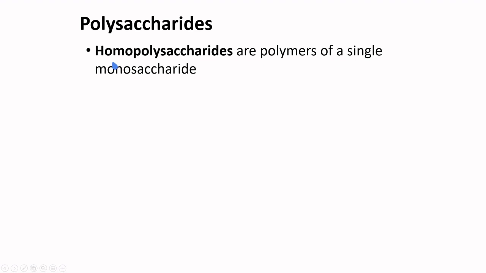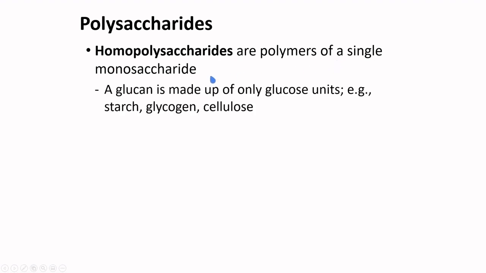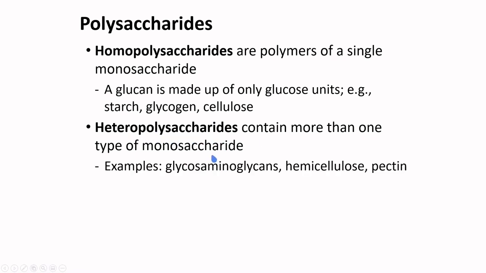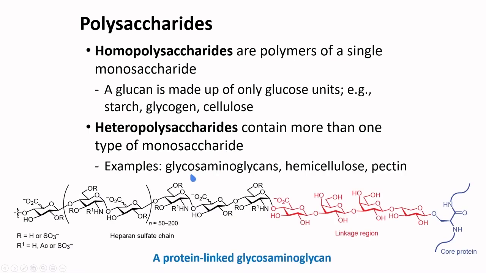Now to polysaccharides. Homopolysaccharides are polymers of a single monosaccharide. A glucan is made up of only glucose units. Examples are starch, glycogen, and cellulose. Heteropolysaccharides contain more than one type of monosaccharide. Examples are glycosaminoglycans, hemicellulose, and pectin.